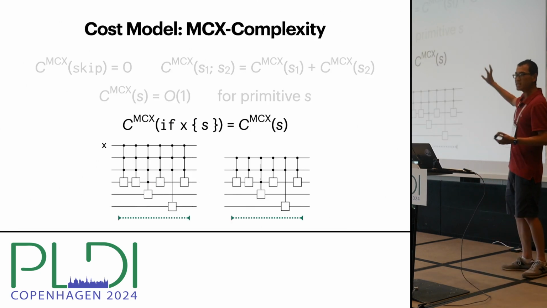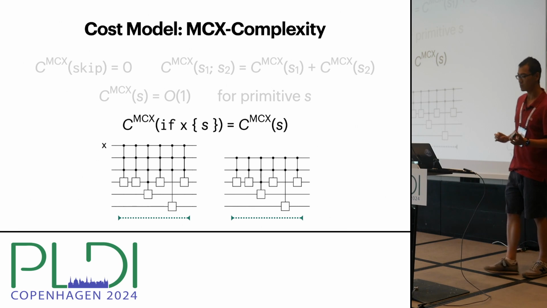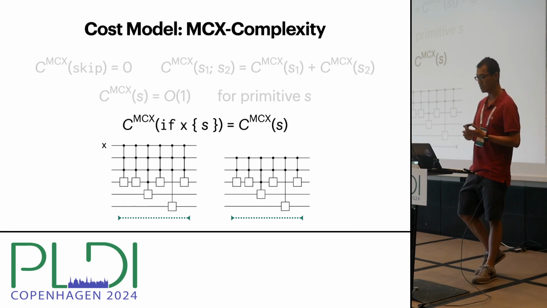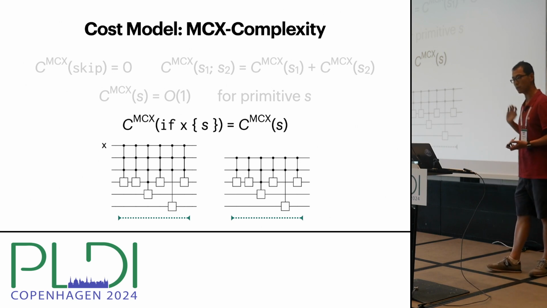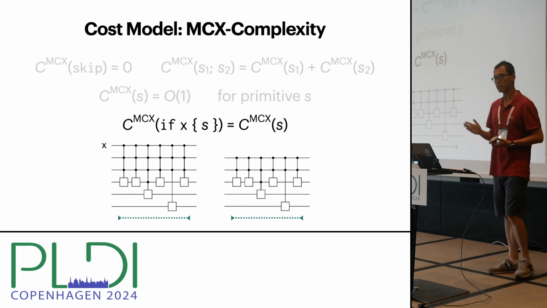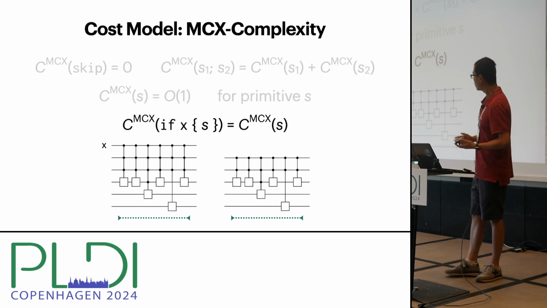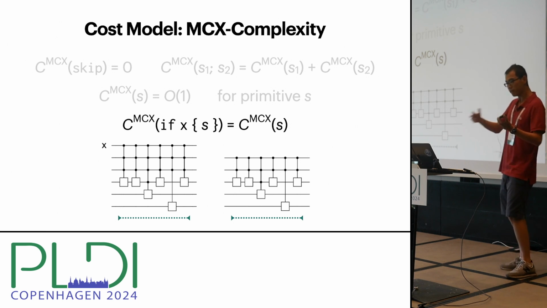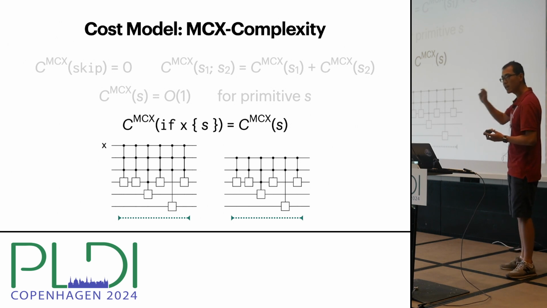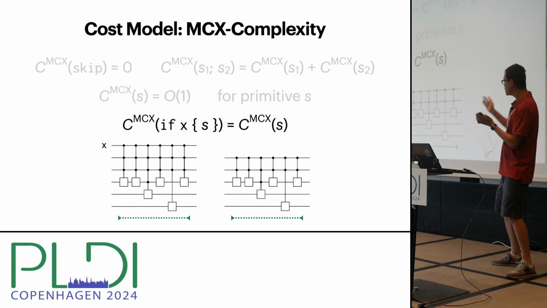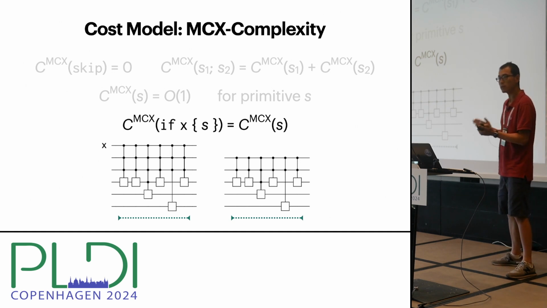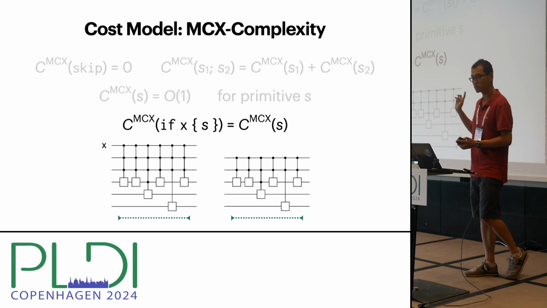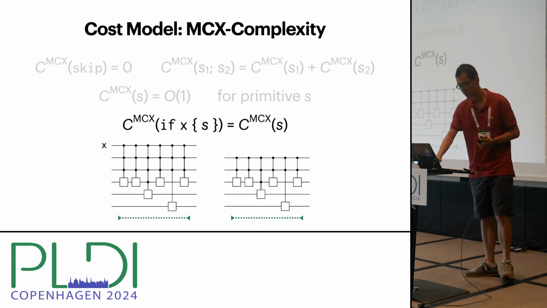So there are some base cases. They're not too interesting: skip and composition of programs. The interesting case is for if statements. How many MCX gates does an if statement compile to? Well, the answer turns out to be that when you wrap a statement in an if, what you're doing is adding a layer of control dots to every gate in the body of the if. The width of this picture is not changing, though. The number of MCX gates is staying the same. So that will be our definition for MCX complexity.